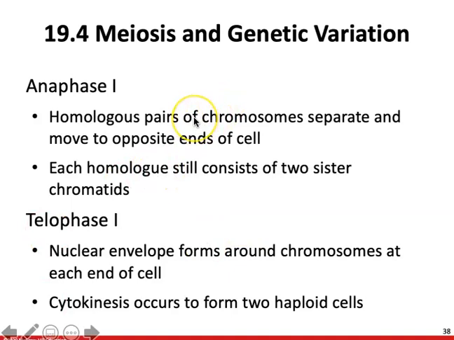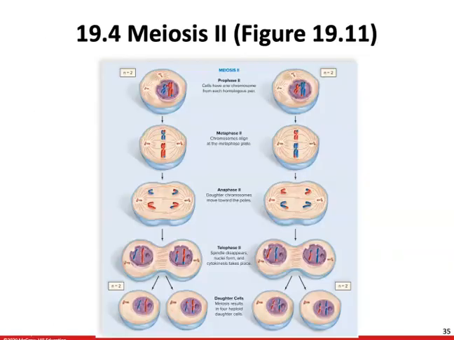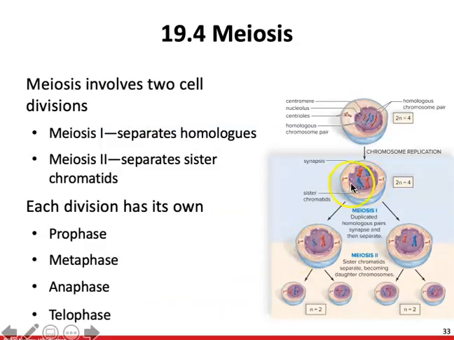In anaphase 1, the homologous pairs of those chromosomes are going to separate. They're going to move towards opposite ends of the cell. Each homolog is going to consist of those 2 sister chromatids. So like I said earlier, we're just going to be separating those homologous pairs during anaphase 1.